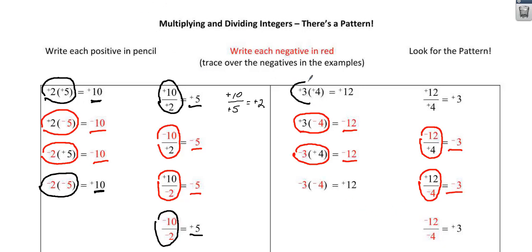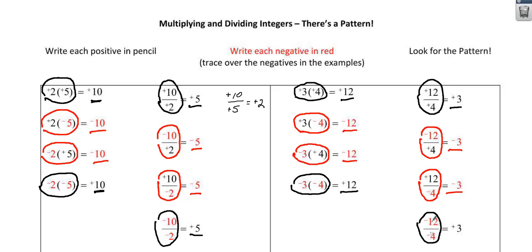But on each of these where the signs were the same, let me circle a little less there. Each of these where the signs were the same, answer's positive. Here, signs are the same. They're both negative. Negative 3, negative 4, answer's positive. Positive 12 divided by positive 4, answer's positive. Negative 12 divided by negative 4, same sign, answer positive. So that's the pattern. So let's write that pattern down.